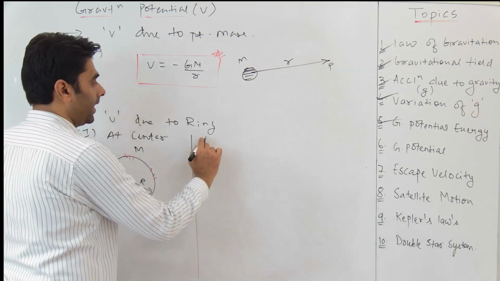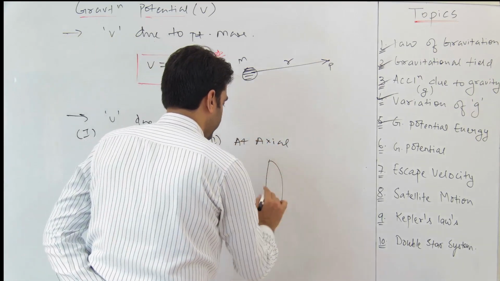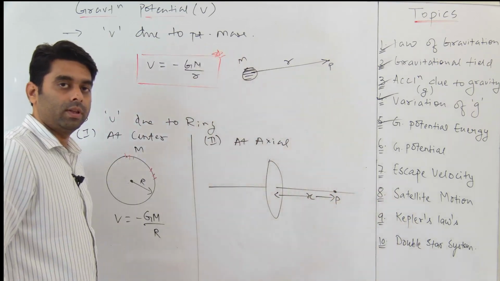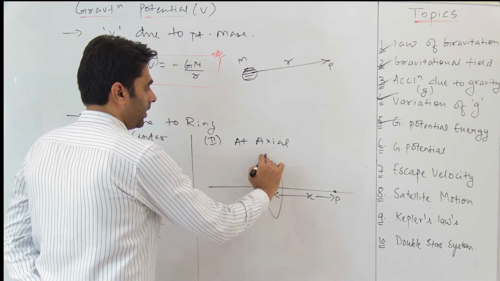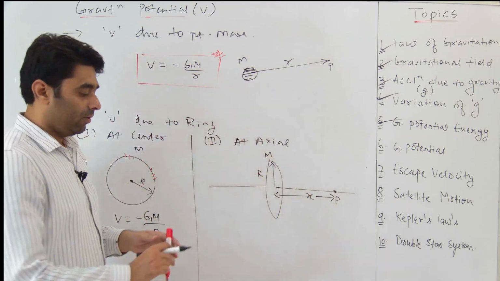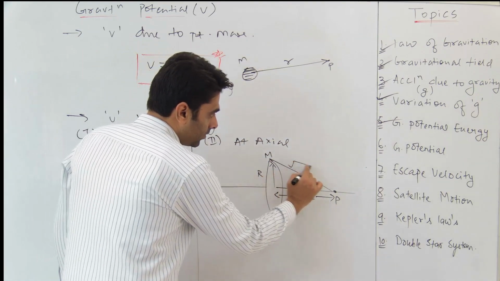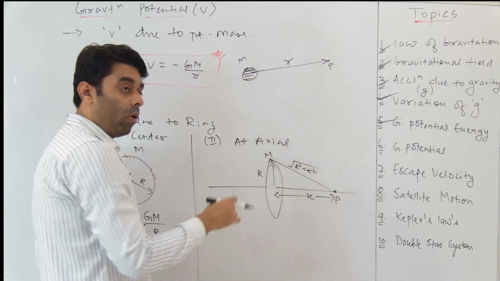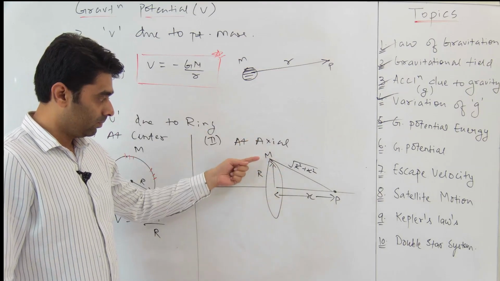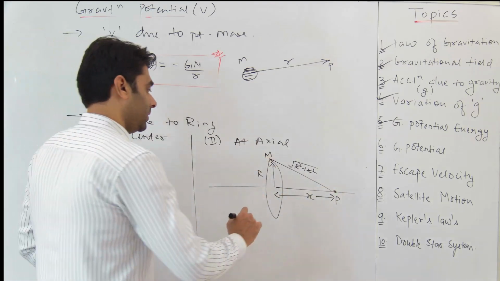Next, let's take a look at the axial point. Consider a point P which is present at a distance of x on the axis, and the ring has radius R and mass m. What is the separation of point P from the elements of the ring? This is R, this is x, so this distance is root over R square plus x square. If we break the ring into small elements, all the points on the ring are equidistant from P. It is nothing but a cone.